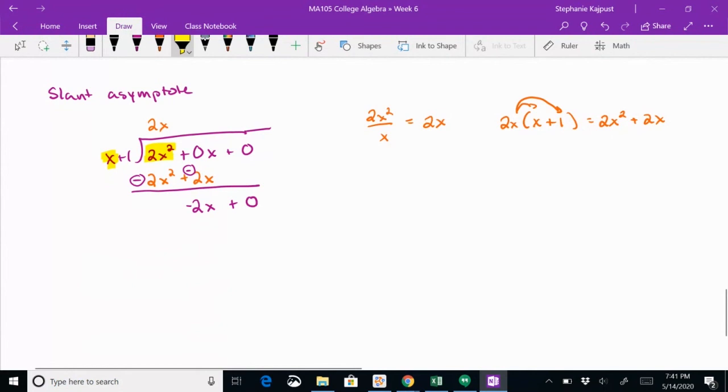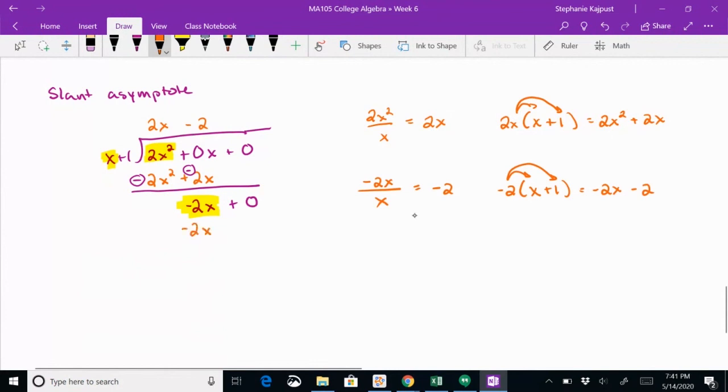Now we're going to repeat the process, and this time I'm going to use the minus 2x instead of the 2x squared. So I'm going to have minus 2x divided by x. So the x's cancel and we're left with negative 2. So I'm going to write that on top there. And then I take that negative 2 and I multiply it by x plus 1. So negative 2 times x gives me negative 2x. And then negative 2 times 1 is minus 2. So I'm going to write that underneath.